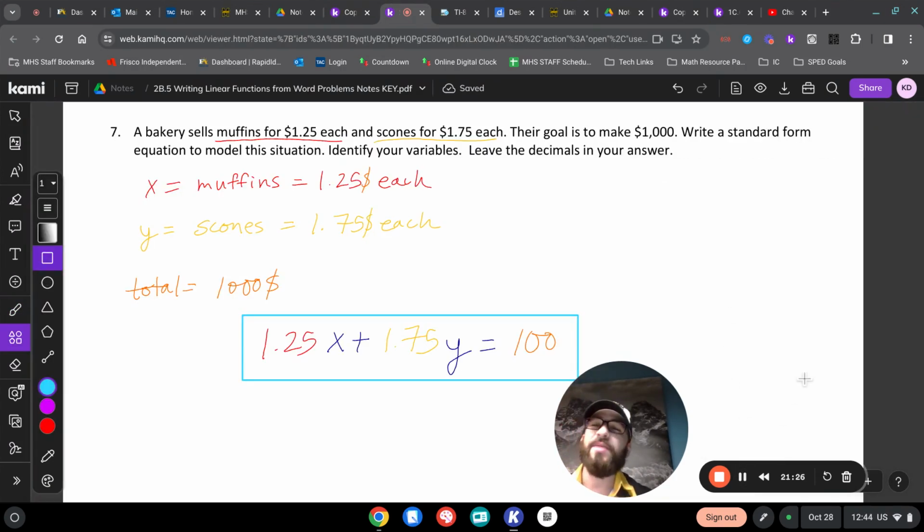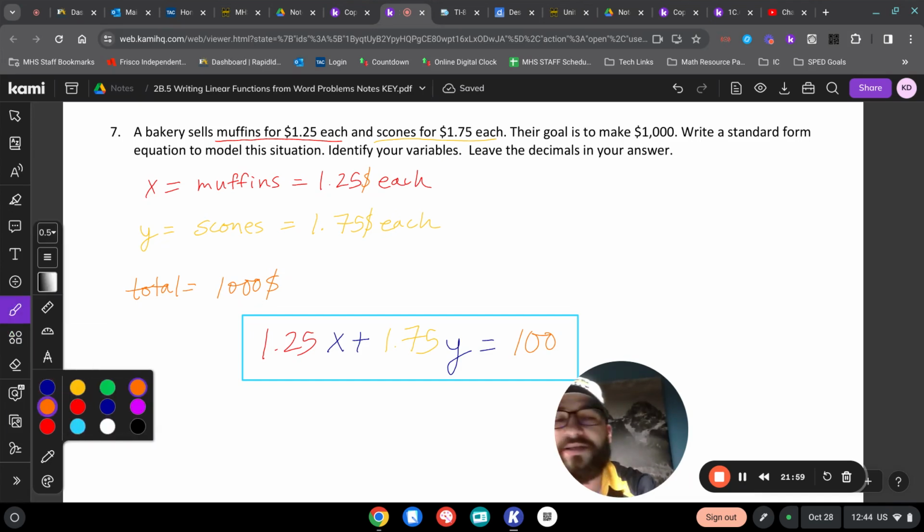All right, just checking in to make sure we're all good to go. So we have two different things, our muffins and our scones. Our muffins are $1.25 each. Our scones are $1.75 each. So I went ahead and said muffins are X and scones are Y. And then our total: their goal is to make $1,000. So our X value in front of X, so 1.25X. Our value of Y in front of Y, so 1.75Y. And then those added together are equal to our total, which I forgot a 0, so equal to 1,000.